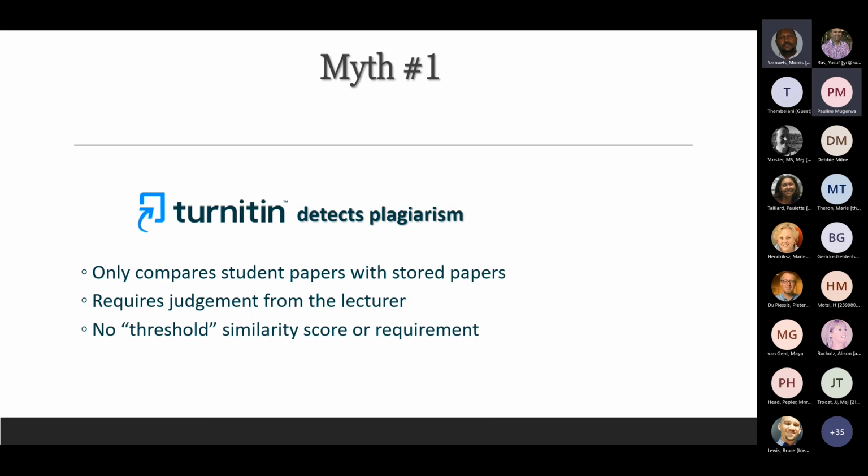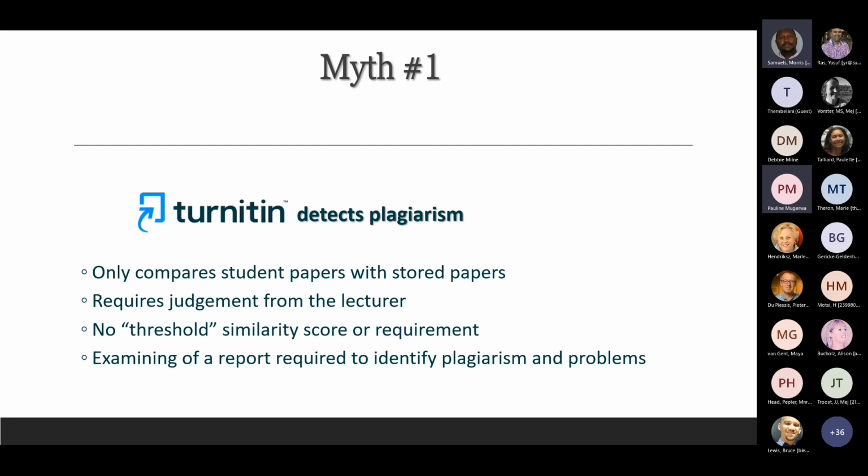Also, another one, based on some of the regular queries that we receive, is that from the Turnitin point of view, there's no general threshold or requirement regarding a similarity score. So there's no good or bad similarity score. That's why it is necessary first and foremost to examine the report. All right. And then lastly, examining a report is required to identify plagiarism and any other problems. So potential plagiarism can be identified in a Turnitin report or similarity report, as well as problems from an academic writing point of view, of course.